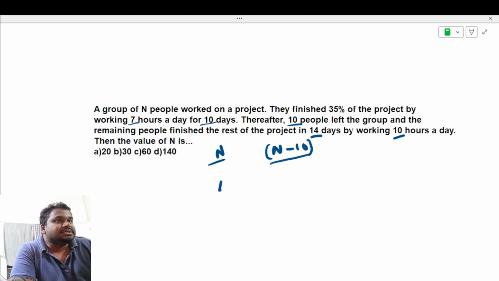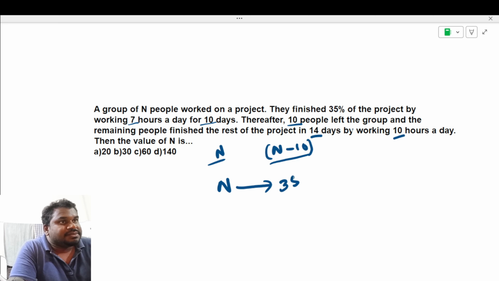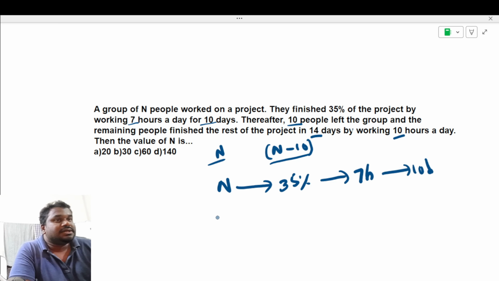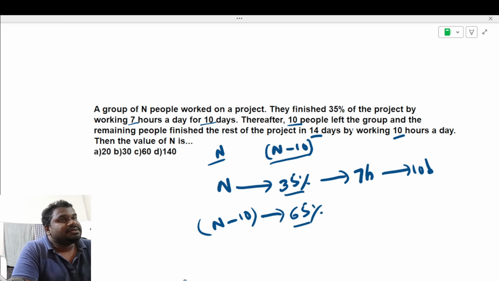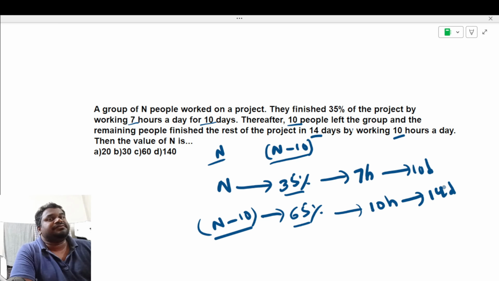See here there are two cases. When N number of people are working, 35% of the work is completed. How did they work? 7 hours per day and up to 10 days. Then N minus 10 people started working to finish 65%. When 35% is done, 65 will be left. But there are no N people, there are N minus 10 people. How are they working? 10 hours per day, and up to 14 days they worked and finished the work.